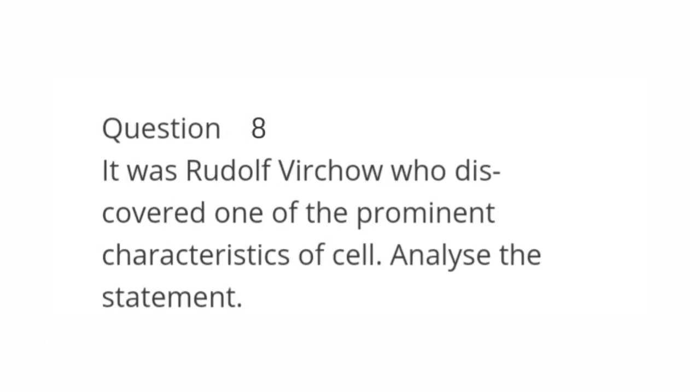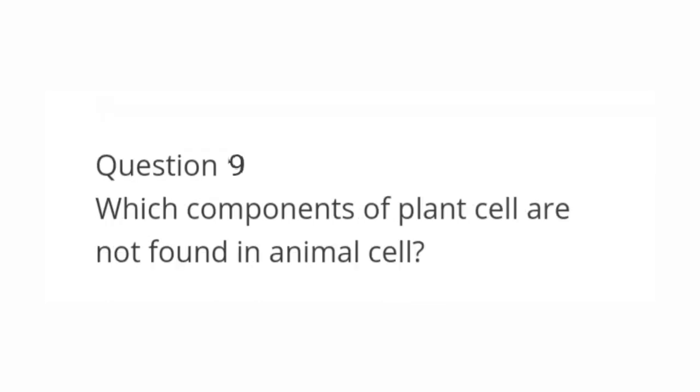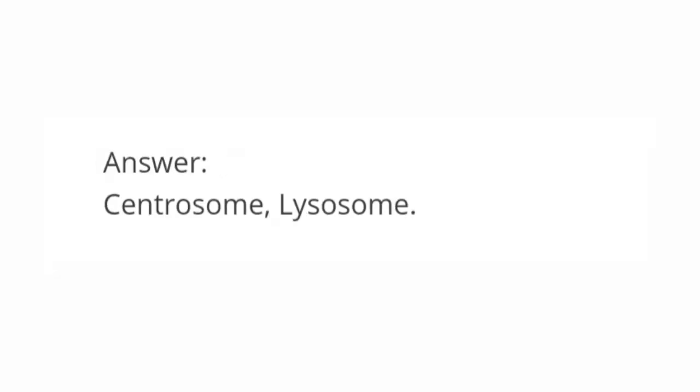Question number 8. It was Rudolf Virchow who discovered one of the prominent characteristics of cell. Analyze the statement. Answer. He found the process of cell division. New cells are formed only from existing cells. Question 9. Which components of plant cell are not found in animal cell? Answer. Centrosome and lysosome.